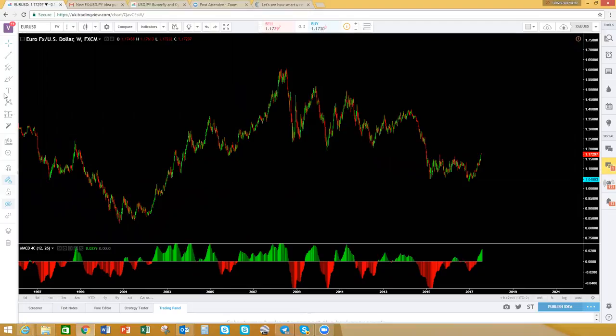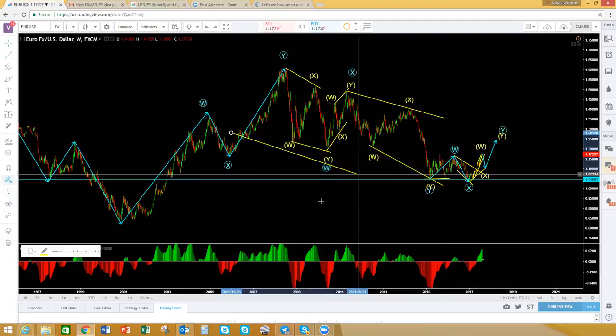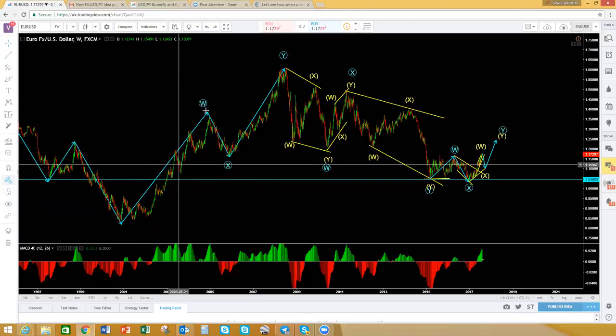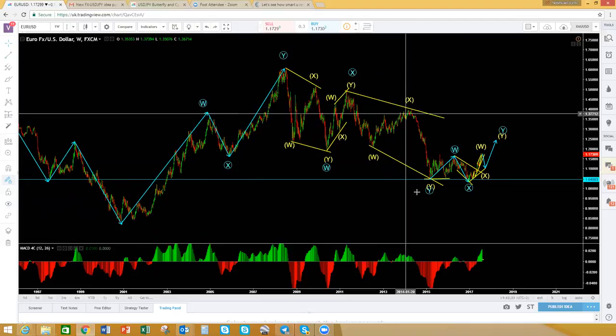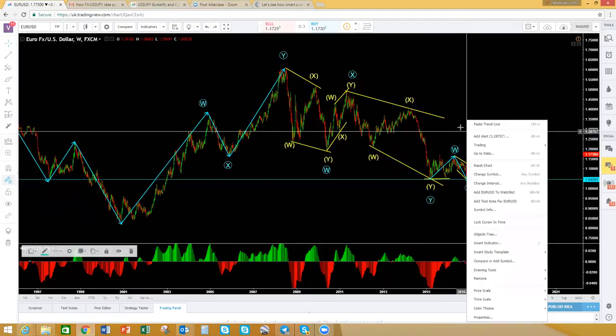Okay. So this is what I was talking about. This is how I've labeled them properly. So I have the swing and this main one, we've got the running flat there, which is a W, and then the sub correction X, and then a zigzag in wave Y. See how easy it is when you understand what you do. So the problem is just labeling this without the understanding. So now we're going to go to the daily chart.